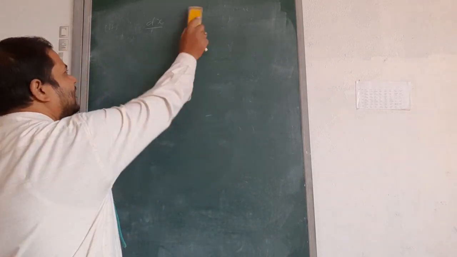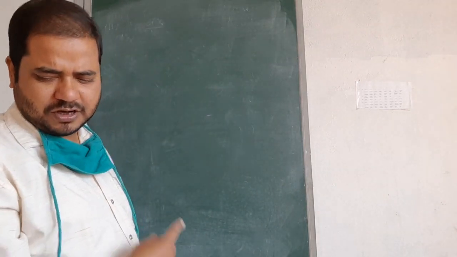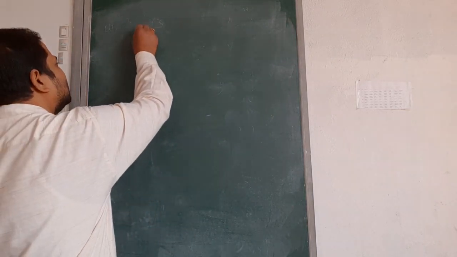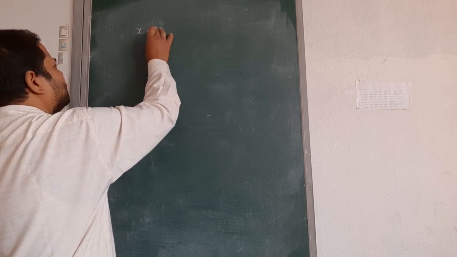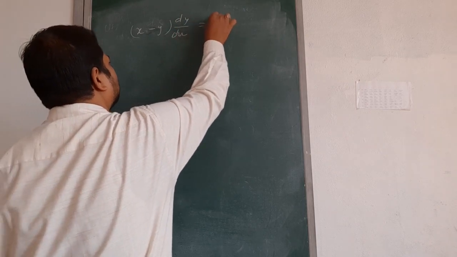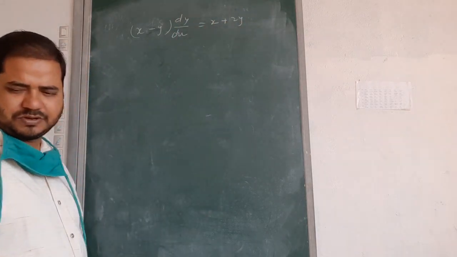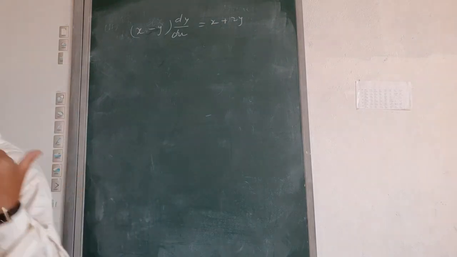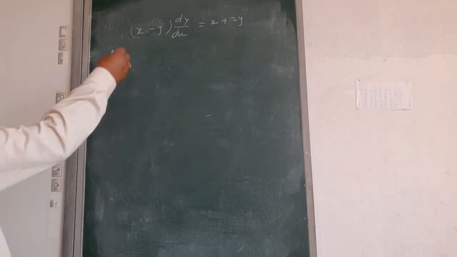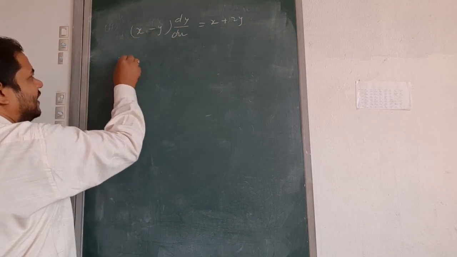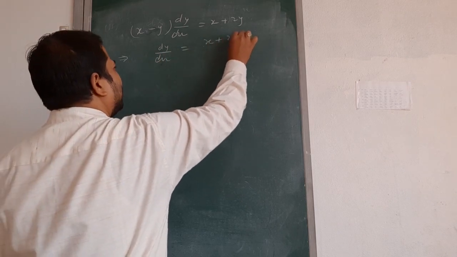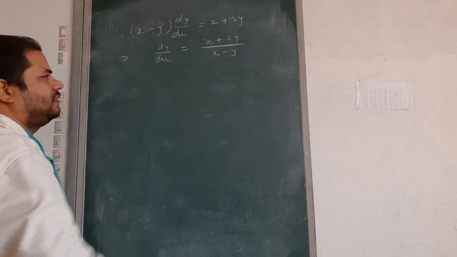So let us consider the first example, which you already saw. The given differential equation is a homogeneous differential equation. x minus y times dy by dx is equal to x plus 2y. This is the question. Before that you had already seen this is a homogeneous differential equation. Now what is the solution of this differential equation? So see, dy by dx is nothing but x plus 2y divided by x minus y.